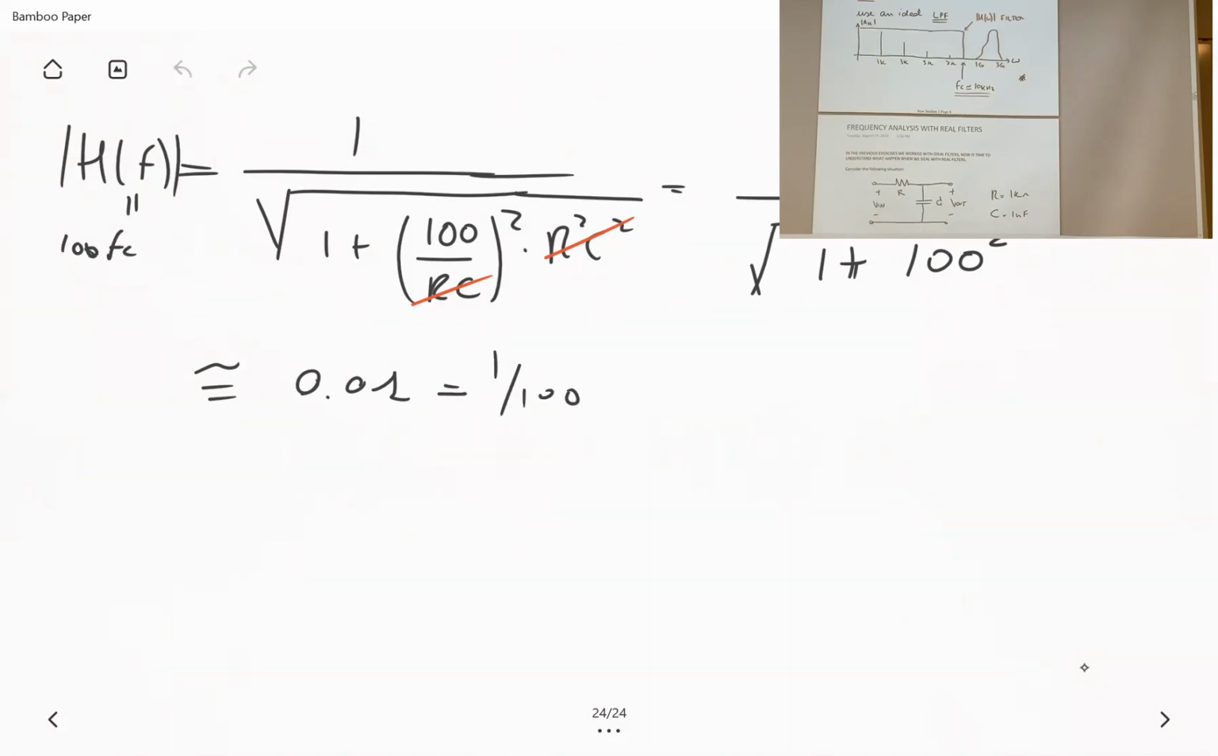So it means that at a frequency 100 times the cutoff frequency, the filter attenuates 100 times. I can repeat this for 1000, but you will see that the filter will attenuate 1000 times. So after the cutoff frequency, every time the frequency increases 10 times, the attenuation increases 10 times, okay? So the point is that after the cutoff frequency, you can say that the frequency response is equal to F divided by FC. Sorry, it's the opposite, FC divided by F.